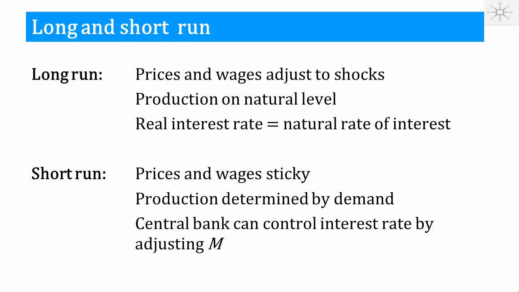And that requires, of course, that the real interest rate is equal to the natural rate of interest, because that is required for demand to be equal to production at the natural level. But when we analyze the short run, we assume that prices and wages are sticky or adjust slowly. And we assume that production is determined by demand. So firms look at how much they can sell, and there's no reason to produce more than they can sell.